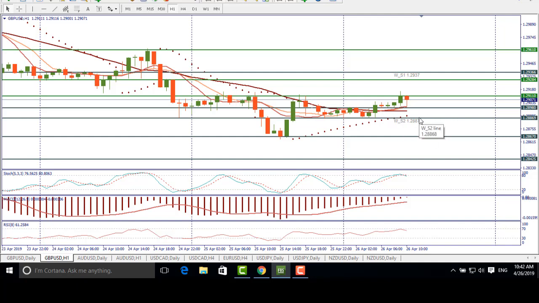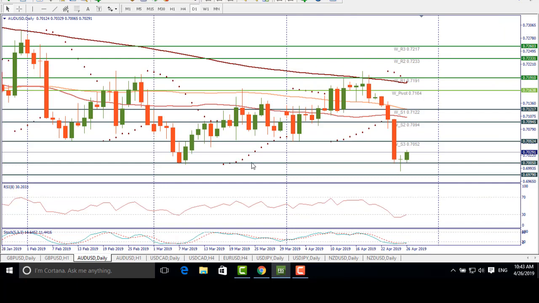As soon as this level is broken, the pair may fall towards 128.67 and 128.425. It will happen only if the US currency is supported by the advanced GDP data today. However, if the USD is still weak, the pair may break above 129.11 and it will open a way towards 129.284 and the weekly pivot level at 129.37.